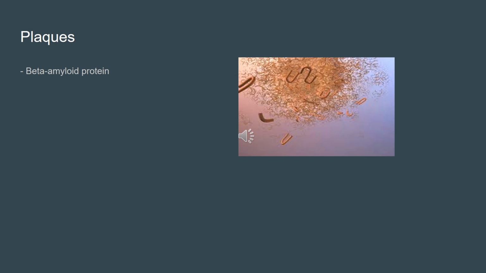Plaques form when protein pieces called beta amyloid clump together. Beta amyloid comes from a larger protein found in the fatty membrane surrounding nerve cells. The small clumps block cell-to-cell signaling and synapses, which ultimately lead to memory loss, confusion, and abnormal behavior.